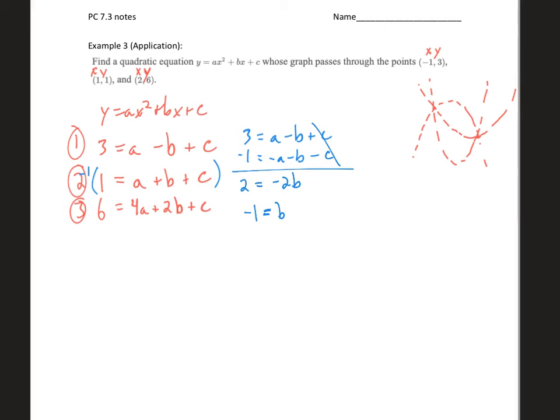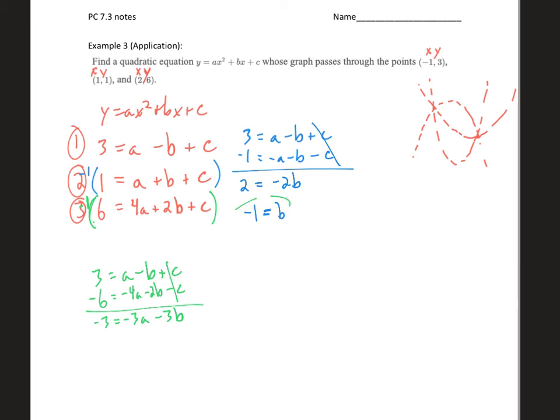I'm going to go ahead and eliminate C again, even though I already have B. So I want to get an equation that has B in it. So we'll do the first and third together. So I'll multiply the third equation by negative 1. So the first one stays the same. The third one becomes negative 6 equals negative 4a minus 2b minus c. So again, I can get rid of c. I get negative 3 equals negative 3a minus 3b.